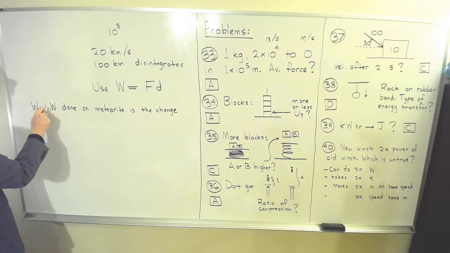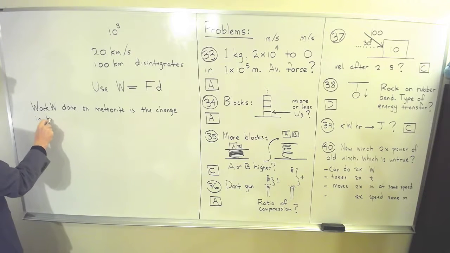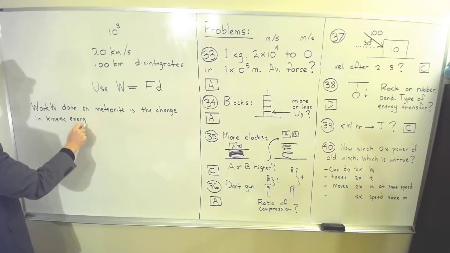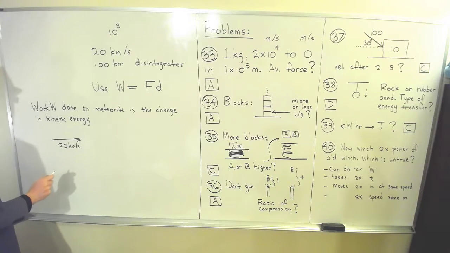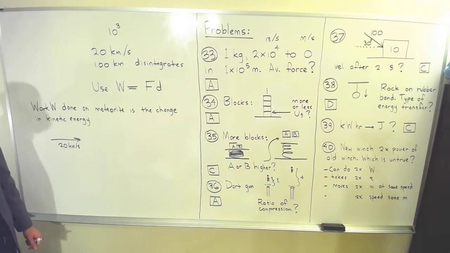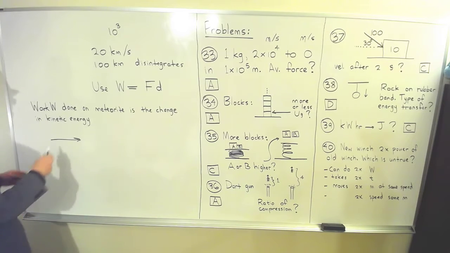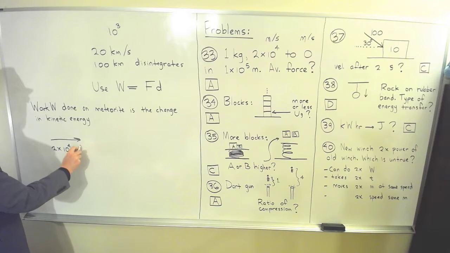I don't know why I left out my K here. Work done on the meteorite is the change in kinetic energy. Now, at first, when it's going at 20 kilometers per second, I'll be consistent and continue with my scientific notation. I'll call the 20 kilometers per second 2 times 10 to the 4th meters per second here.